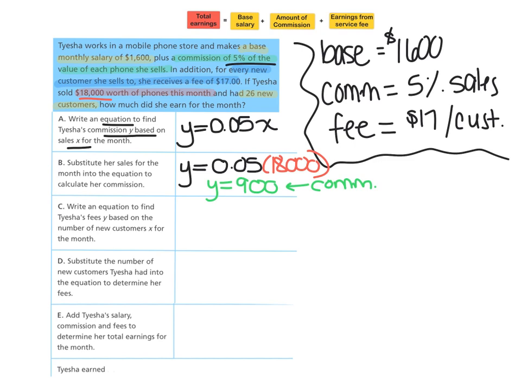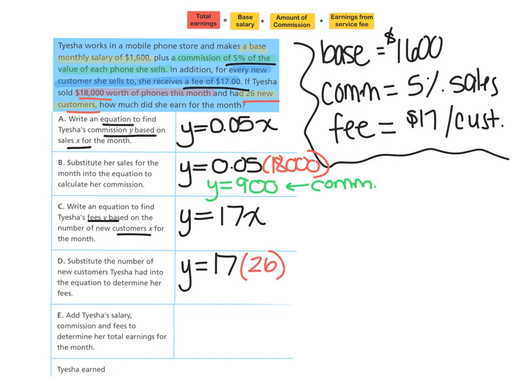All right, now we want to write an equation to find her fees based on the number of new customers for the month. So this time Y represents our fees. Well, I know she gets a fee of $17 per customer, so Y equals 17 times X. And now for part D, we're going to use that equation to figure it out for this particular month. So $17 times the number of new customers she had this month, which was 26. So $17 times 26 is $442 in fees for the month.